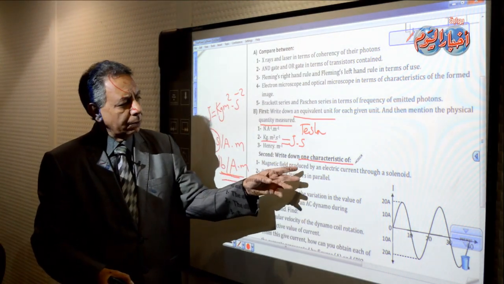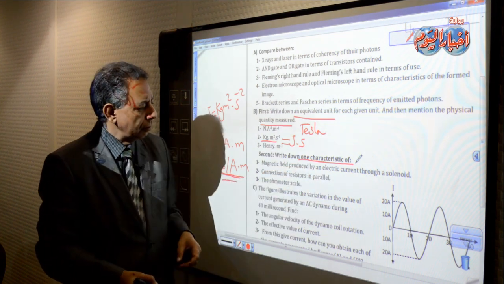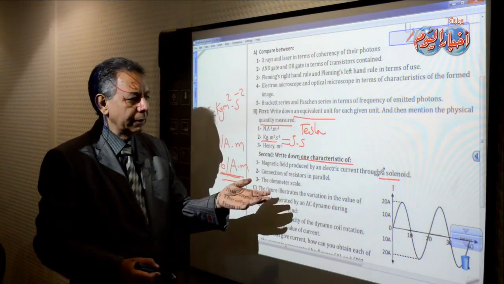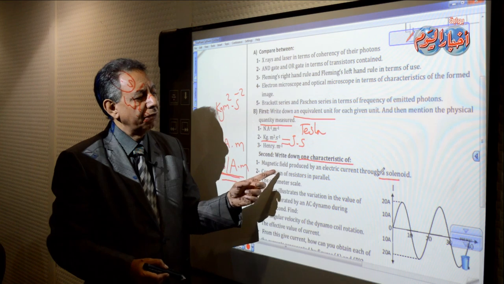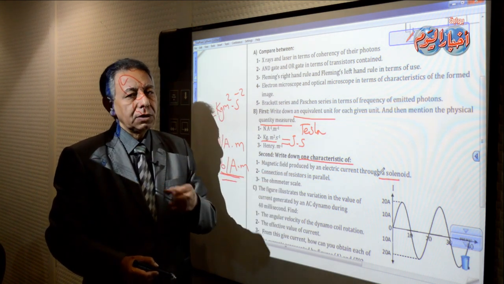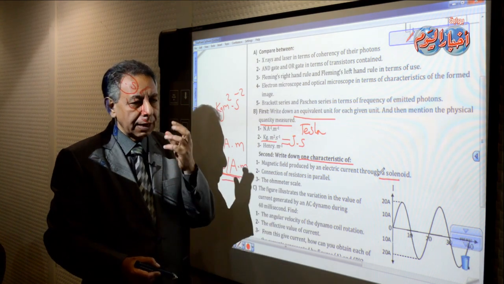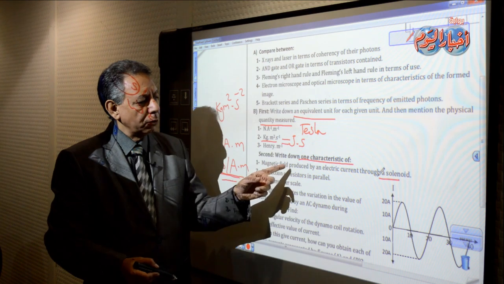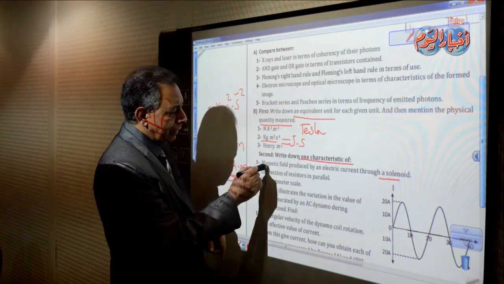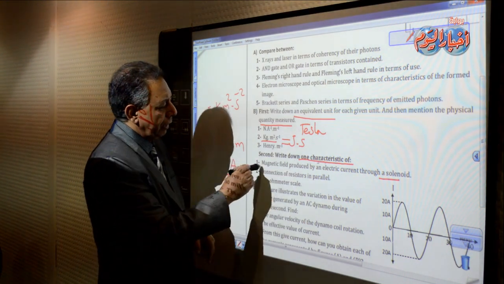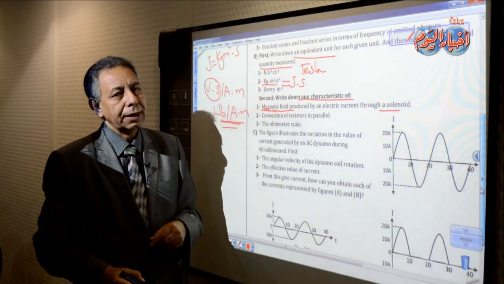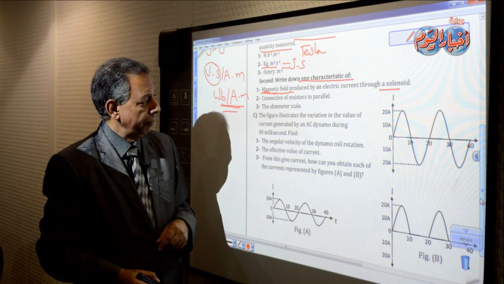Magnetic field produced by an electric current through a solenoid. We need a characteristic, a property for that magnetic field. As you see, I read the question many times to understand, to get the idea. So, magnetic field produced by an electric current through a solenoid. That field is similar to the field of a bar magnet. That is the characteristic that can be written here.